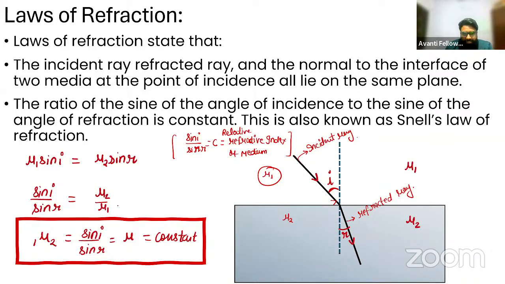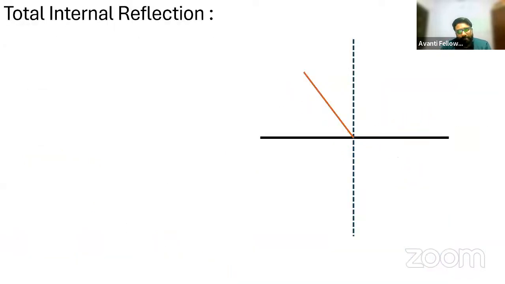But this ratio mu2 by mu1 is termed 1mu2, which is the refractive index of medium 2 with respect to medium 1. So 1mu2 means the refractive index of 2 with respect to 1. So 1mu2 is equal to sin i upon sin r, which is ultimately equal to mu, which is nothing but a constant. Okay. So that's how you are going to apply the law of refraction.